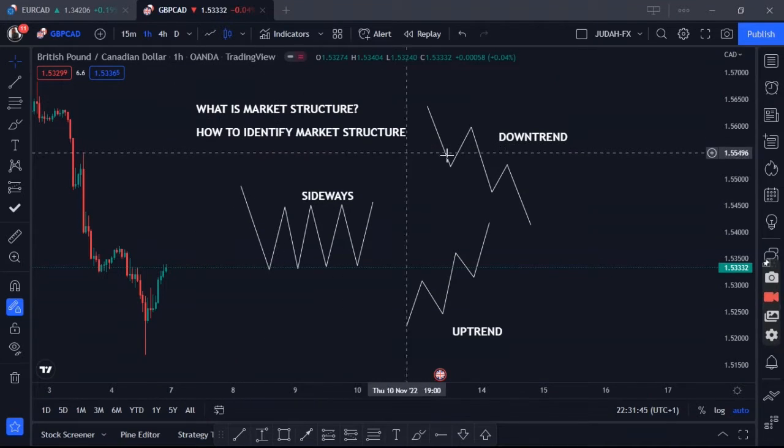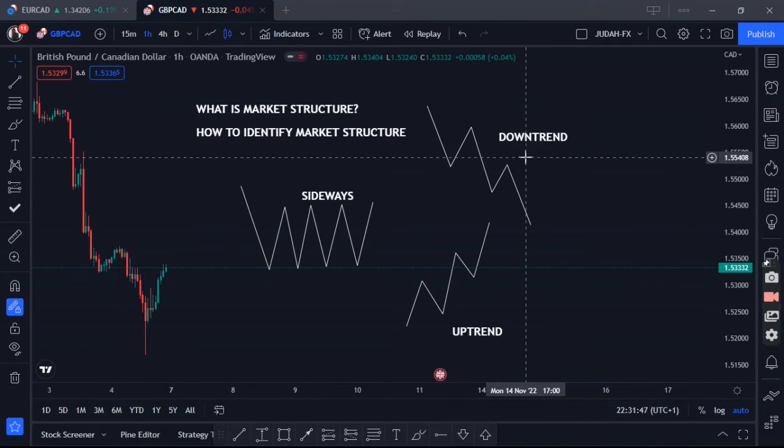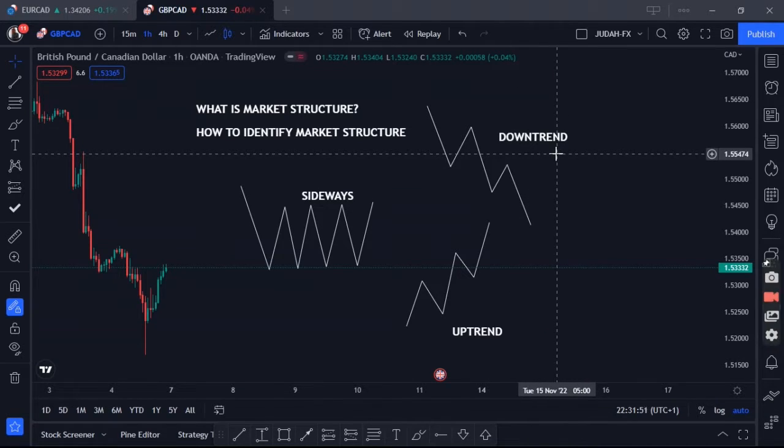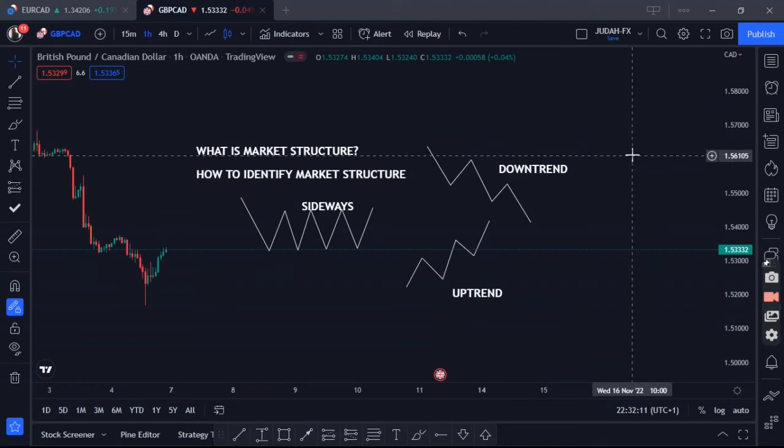I'm going to show you guys how to identify market structure. So here's how to identify market structure. What makes an uptrend is that the market comprises highs and lows, right? That's how the market is structured: highs and lows. And an uptrend is defined by having higher highs and higher lows. And then the downtrend is the opposite of that. So the downtrend is comprised of lower highs and lower lows.